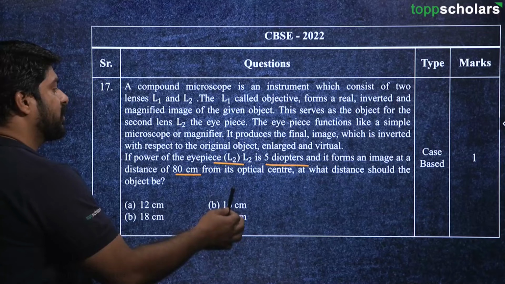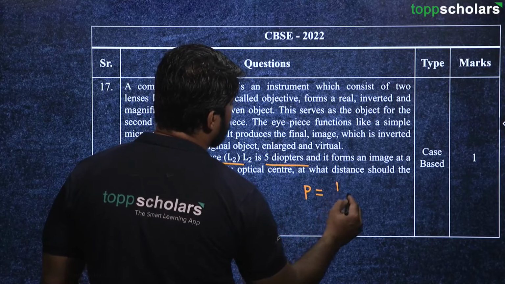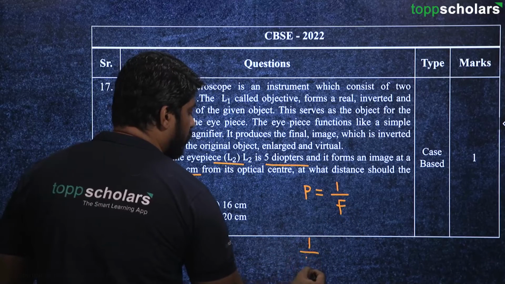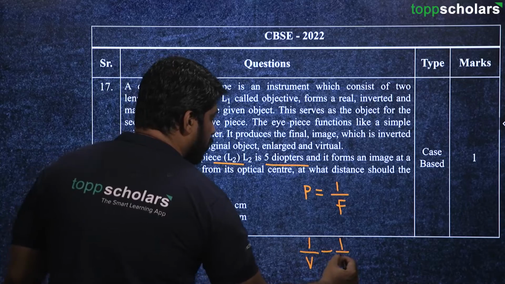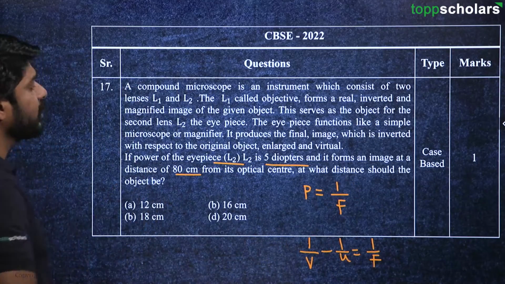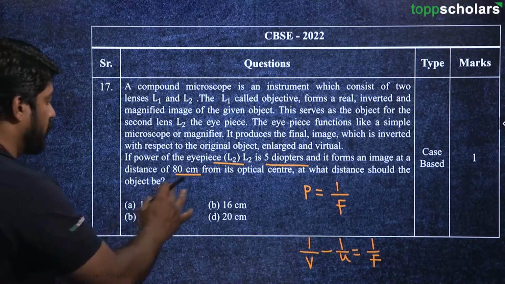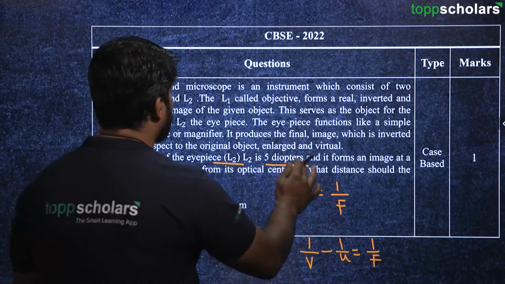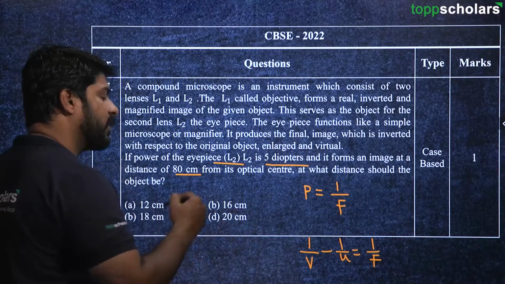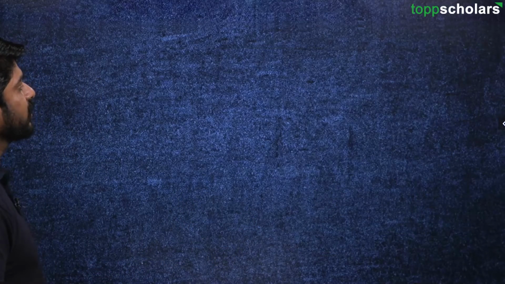Okay, so this can be solved using some formulas. We have the formula of power, that is P = 1/f, then we have the lens equation 1/v - 1/u = 1/f. So using these formulas you can easily solve this particular question, isn't it? You can put in all the data that is given and calculate f first, then you can go here and solve this question. Okay, now let's move on to the next.